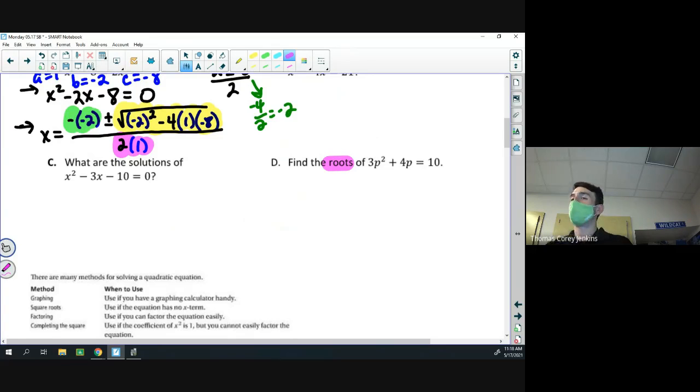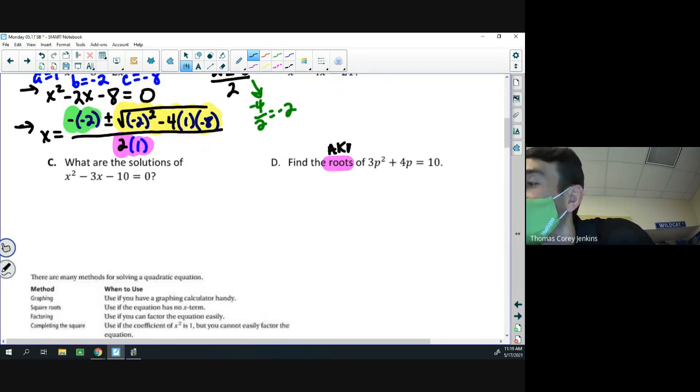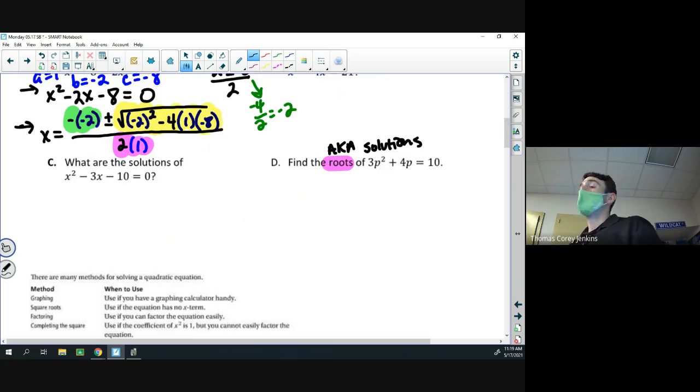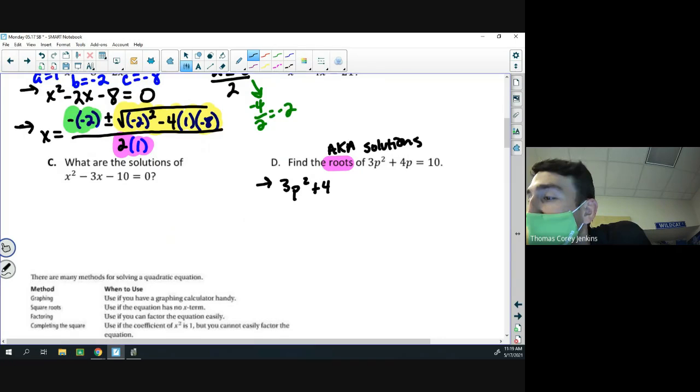It says find the roots of, okay? That doesn't mean anything different, all right? So roots, solutions, zeros, all those things mean the same thing, okay? So roots is just, we could say AKA solutions. Point being, know that that means the same thing, okay? So if I'm doing D, I need to write it in standard form, right? So that's step 1. So that'd give me 3p squared plus 4p.